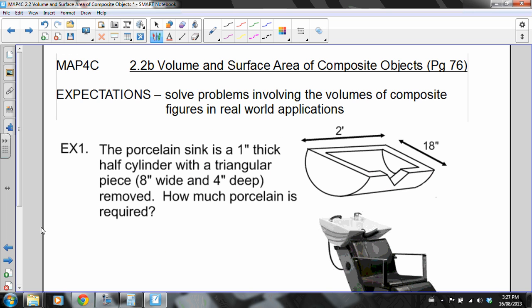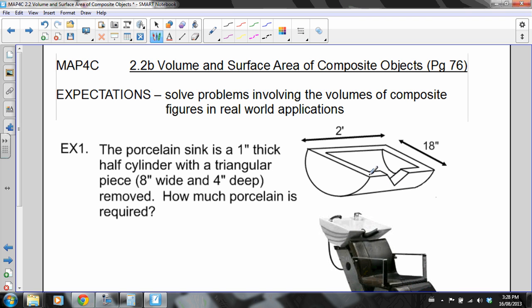Okay, and today it's a review topic as well, but we're going to see that the questions that we do in class together in the lesson are a little more complicated. This one, it's a porcelain sink, and it's 1 inch thick. You see, it kind of looks like this. It's been estimated here. Half cylinder with a triangular piece right there removed.